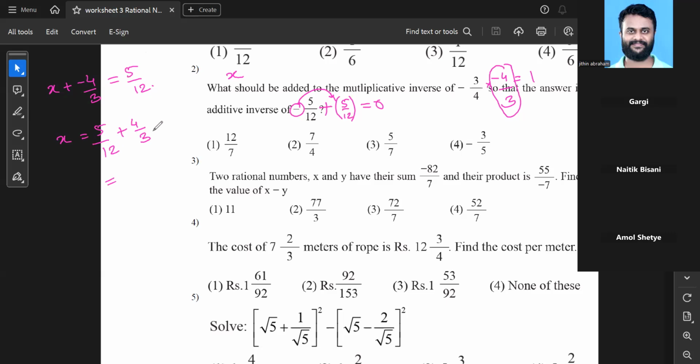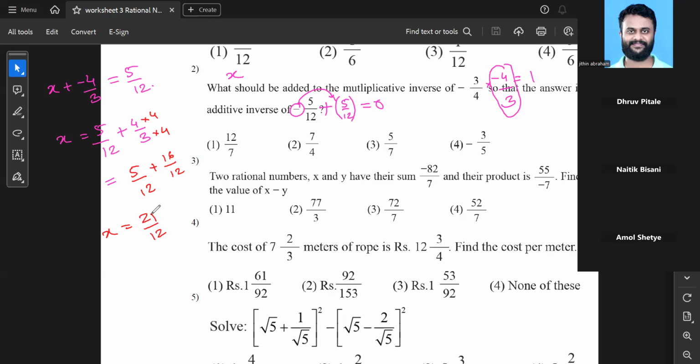As you already know, we have to make sure the denominators are the same. Since one number has denominator 12, I'll make this one also 12 by multiplying by 4. When I multiply the denominator by 4, I multiply the numerator also by 4. That gives me 5 upon 12 plus 16 upon 12. 5 plus 16 gives me 21 upon 12. I do not see 21 upon 12 in the answers.